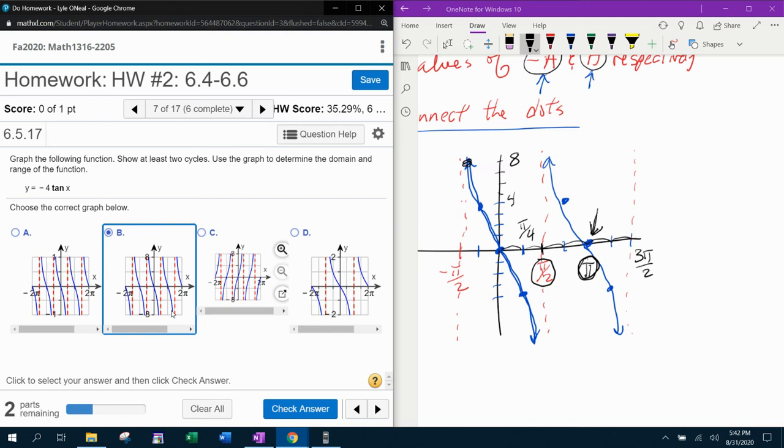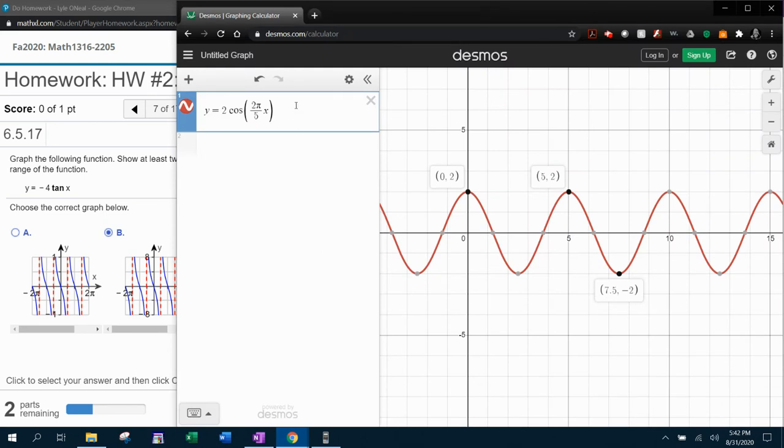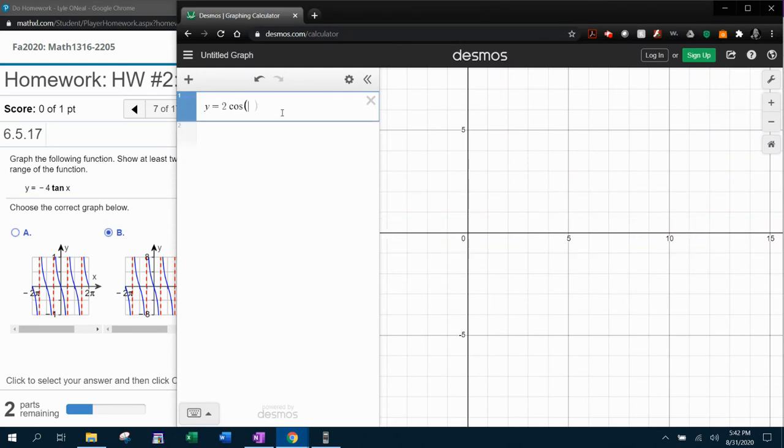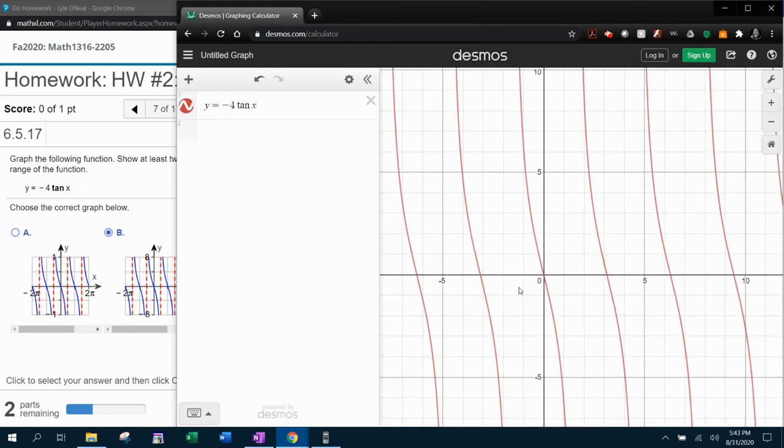Now, before I go with B for my final answer, I'm going to use a lifeline. I'm going to use Desmos to help me check this, okay? This is my lifeline, my phone a friend, which is Desmos. And we're going to look at what Desmos says, okay? And I can even set the Desmos window to be the same as this.